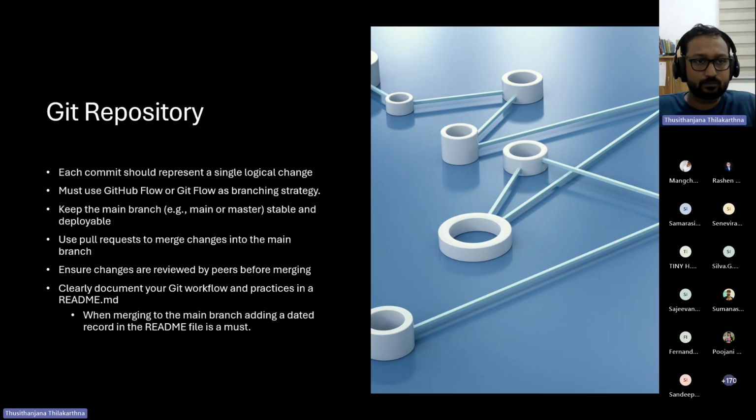Then keep the main branch stable and deployable. Always, when we check the main branch, it should be a stable version of the project, right? And it should ideally be deployable also. So make sure to keep the main branch like that. Then use pull requests to merge changes into the main branch. Then you can make sure that there will be no issues whenever you are merging your changes to the main branch. Then ensure changes are reviewed by peers before merging.